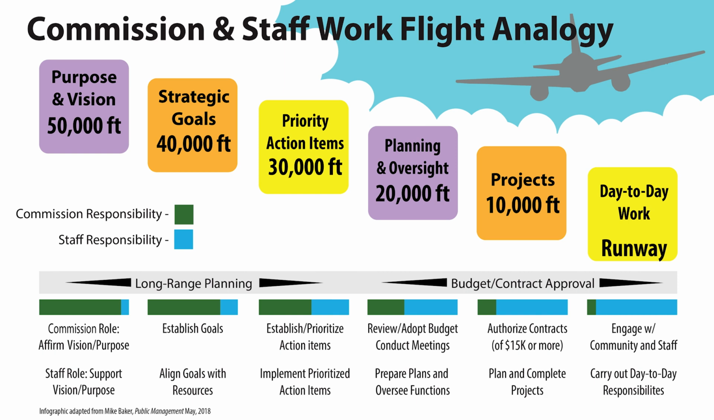We descend a little bit closer to the runway, and this is our category of projects, where now we are going to be talking about authorizing contracts, we're going to be talking about planning, and then completing those projects. At this point in our flight, the City Commission's role is reduced quite substantially. And the reason for this is because at this point in the game, the Commission has authorized the project, and now it comes down to the bolts of getting the project built.